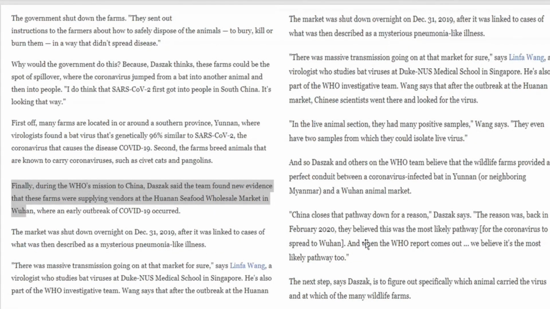There was also a lot of documentation released later on about how quickly China closed down all of these markets, right? All these wildlife farms were completely shut down. And they explained to people exactly how to get rid of the animals, how to bury them, burn them, whatever they needed to do. So they already knew that a lot of these farms carried the disease, right?